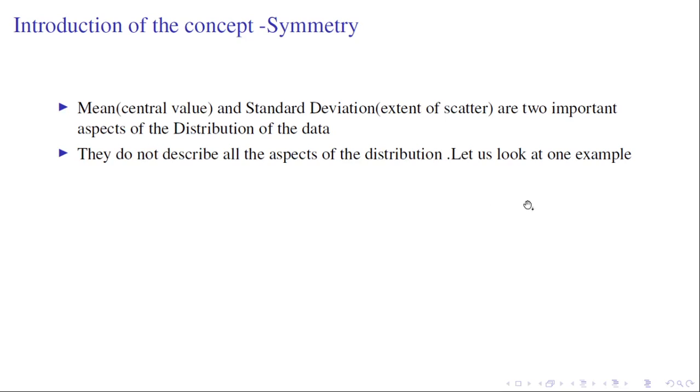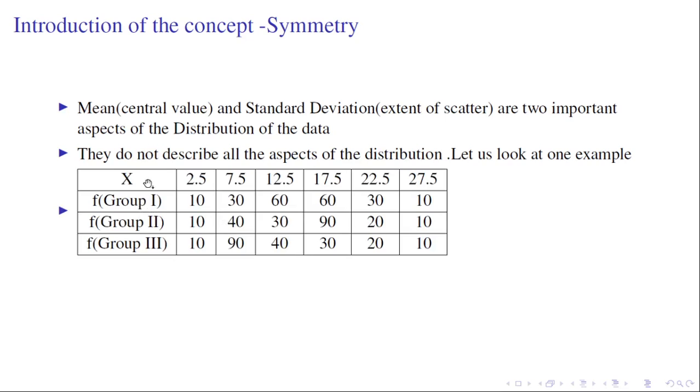Let us look at one example. Look here, these three groups. Here, x is the variable, 2.5, 7.5, 12.5, 17.5, 22.5, 27.5. Let us look at group 1. Here, they are gradually increasing and gradually decreasing. If it is the mean, it increases up to the mean and decreases from the mean. This type of data is called symmetric data.